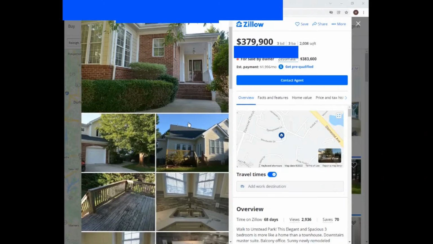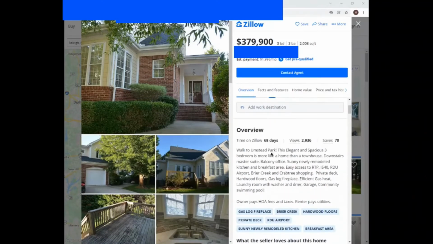The first one is time on Zillow, or days on market. This particular home has been on the market for 68 days, and the market where I'm at, like most of the areas in the country, is pretty hot. So I'm wondering why it's been on the market that long. I definitely want to make note of the days on market on the calendar, okay?